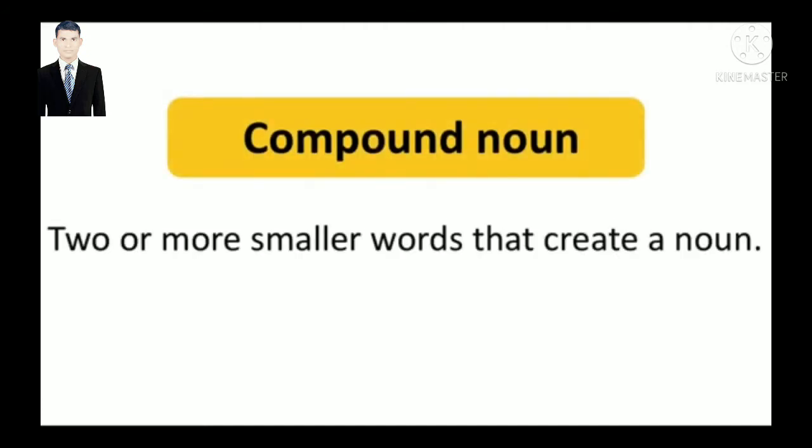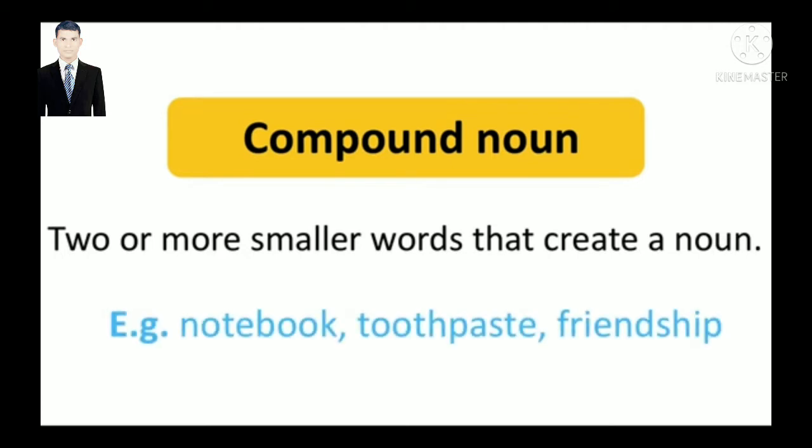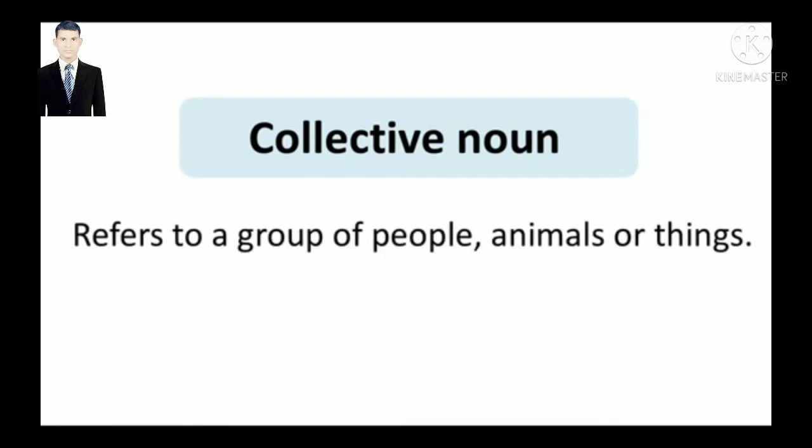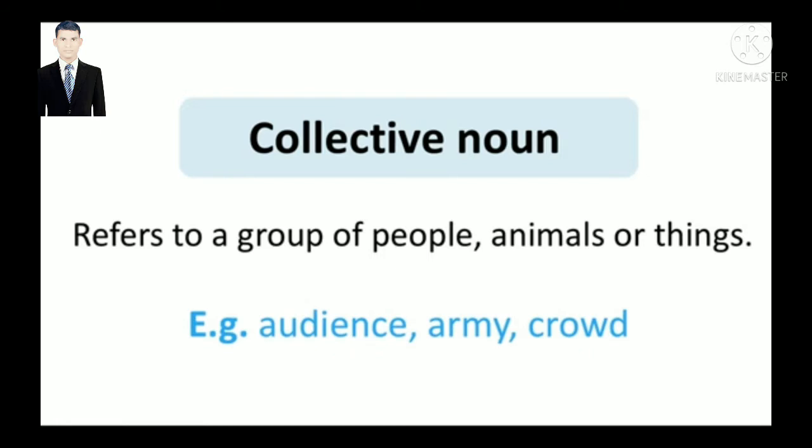Compound noun. Compound nouns are made up of 2 or more smaller words that create a noun. For example, notebook, toothpaste, friendship. Collective noun. Collective noun refers to a group of people, animals, or things. For example, audience, army, crowd.